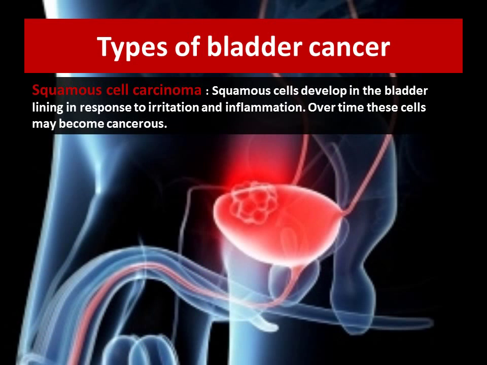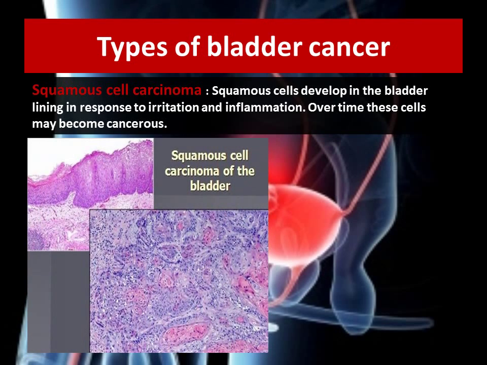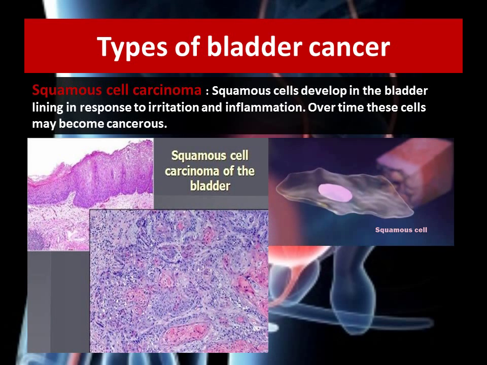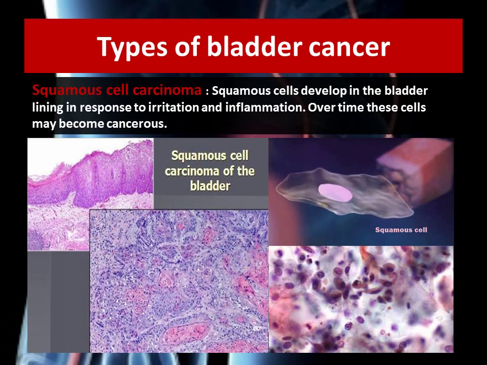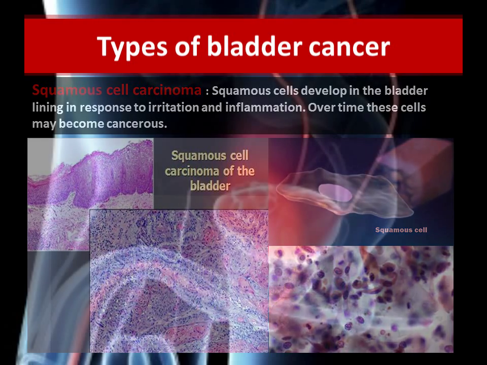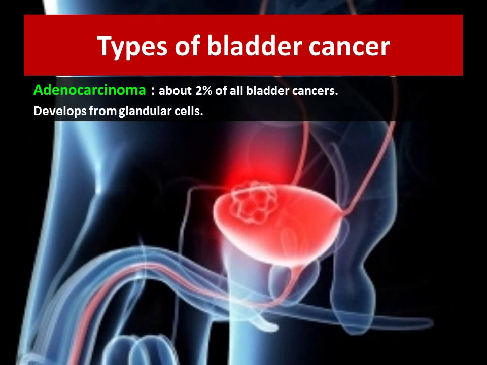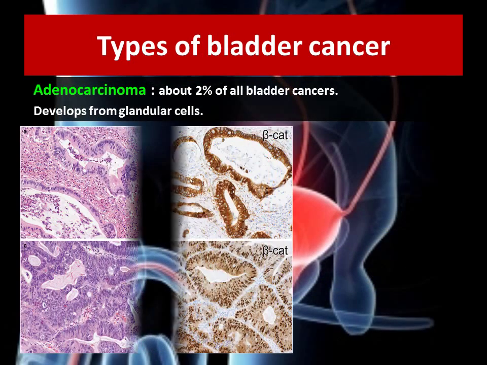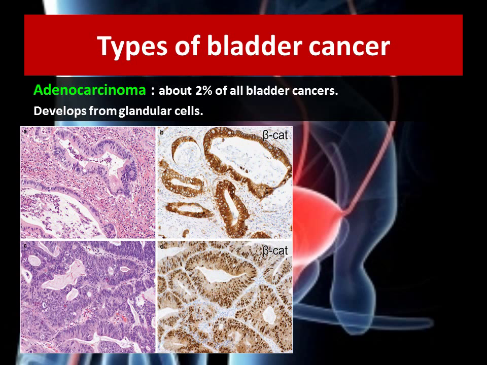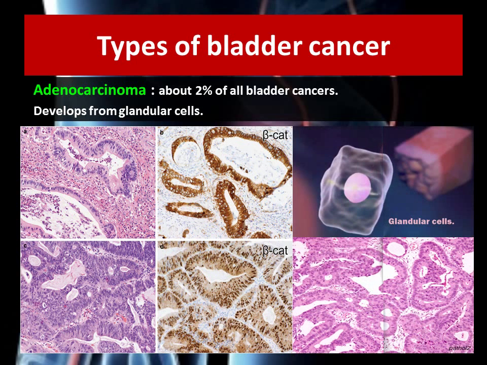Second, squamous cell carcinoma. Squamous cells develop in the bladder lining in response to irritation and inflammation. Over time, these cells may become cancerous. Squamous cell carcinoma accounts for about 4% of bladder cancers. Third, adenocarcinoma. This type accounts for about 2% of all bladder cancers and develops from glandular cells.